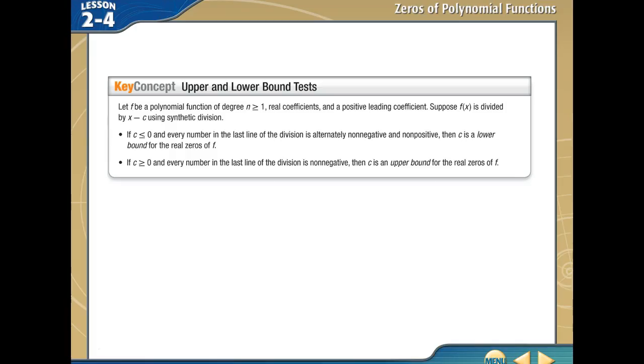And just so you can see that written out here, if c is less than or equal to 0, then we want to see alternating non-negative and non-positive numbers for every number, and that's going to tell us that that number is a lower bound. And then if c is greater than or equal to 0, like our 7 was, then we want to see every number be non-negative, and that's going to tell us that c is an upper bound.